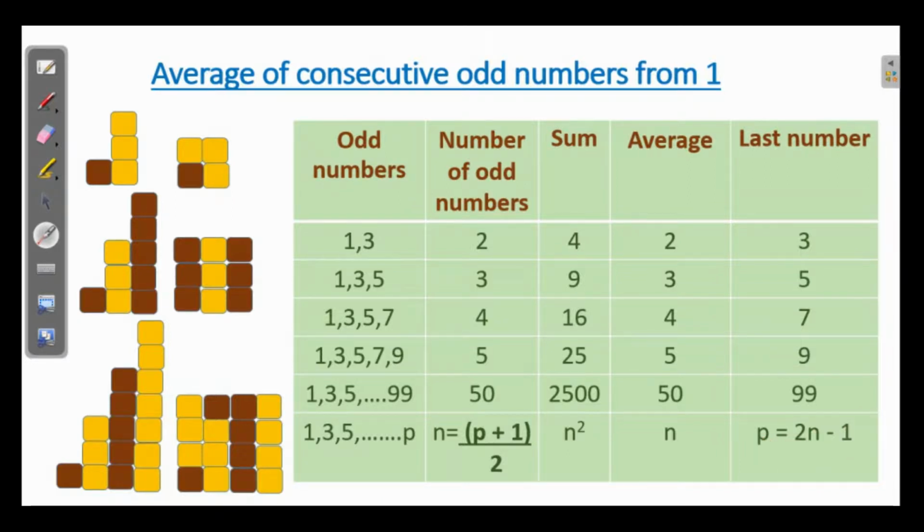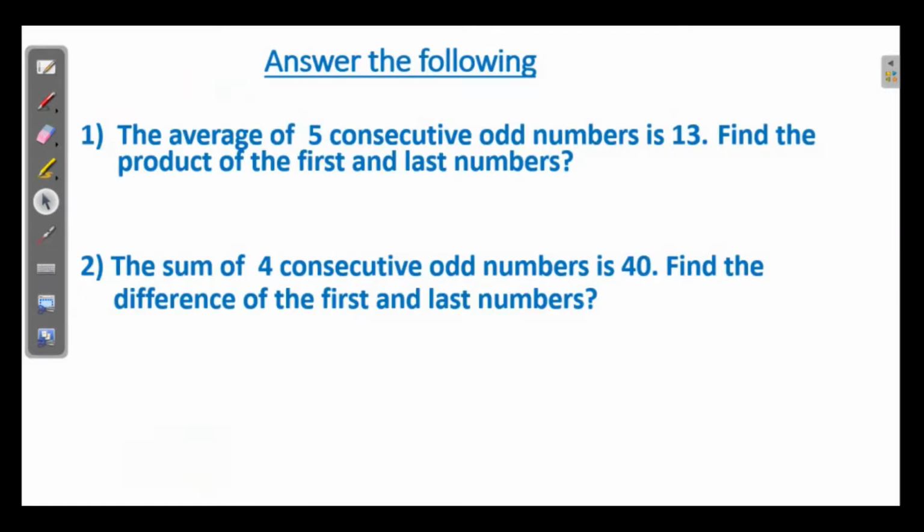Okay. Now, let us do questions. The average of 5 consecutive odd numbers is 13. Find the product of the first and last numbers. Average is the middle number that we have just learned. So, 13 is the middle number. So, which are the other numbers?